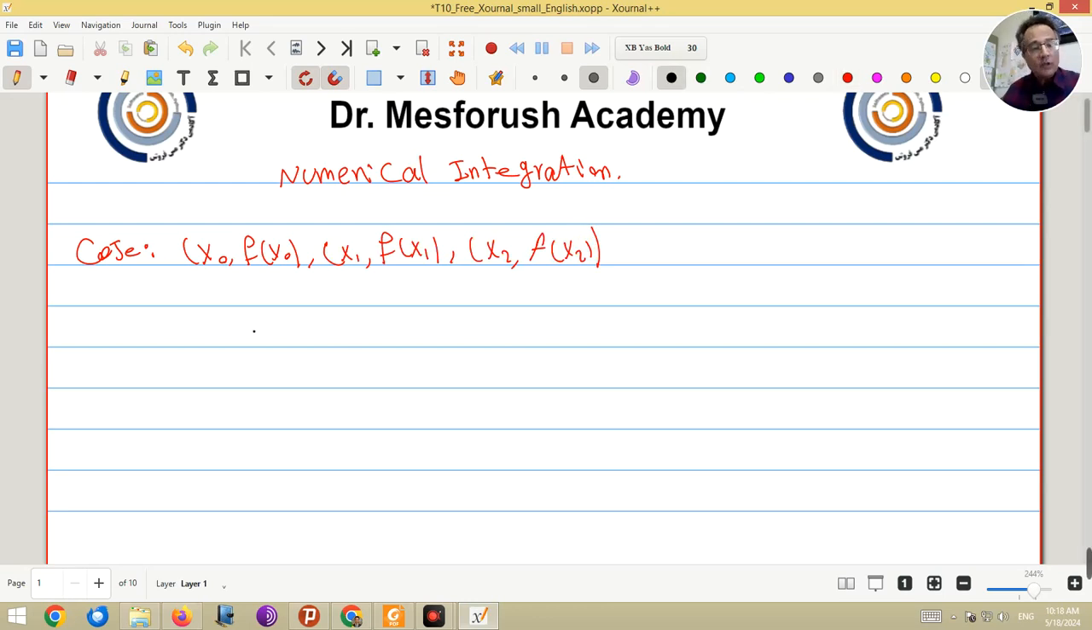Okay, what we want to do, I want to compute the coefficient of the integral of f of x dx equal to alpha 0 f0 plus alpha 1 f1 plus alpha 2 f2, and I want this formula to be accurate of order number 2. So in fact the equality should hold for f of x equal to 1, f of x equal to x, and f of x equal to x squared.